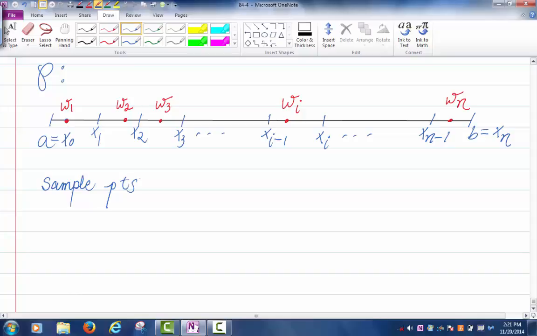Sample points W1, W2, up to Wn. Okay? And what am I doing here? Notice that the ith sample point is coming from the ith subinterval. Is everybody okay with that?